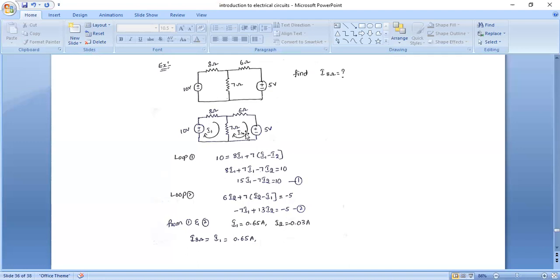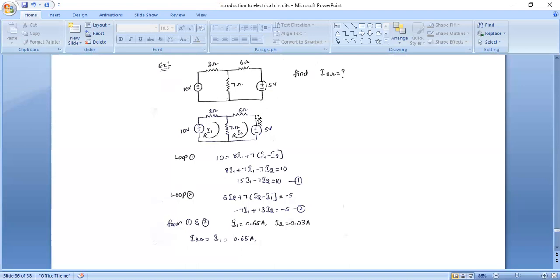Next, the third step is to develop the KVL equations for each mesh. For the first loop, the equation is 10 equals 8I1 plus 7(I1 minus I2). So 8I1 plus 7I1 minus 7I2 equals 10. So 15I1 minus 7I2 equals 10. Let it be equation 1.